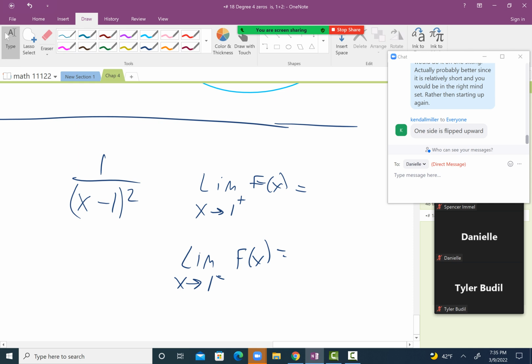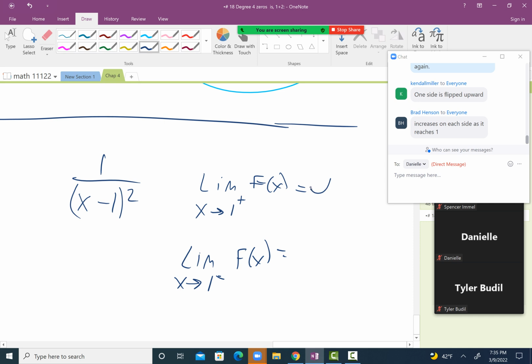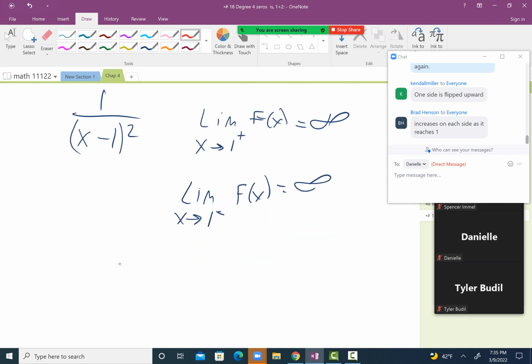Yeah, one side is flipped over. So are they like increases on each side? Exactly. It looks like this and it looks like this. So here's my vertical asymptote, and this thing is kind of going like this and kind of going like this. So it's increasing on both sides.